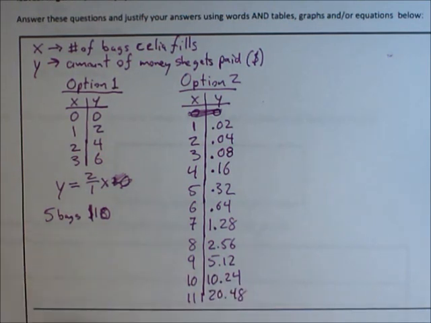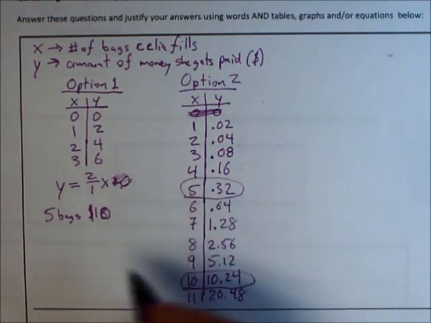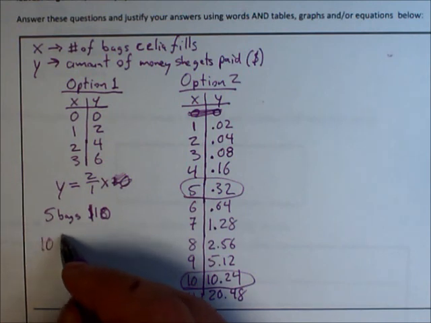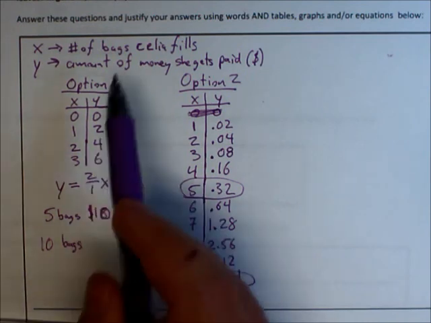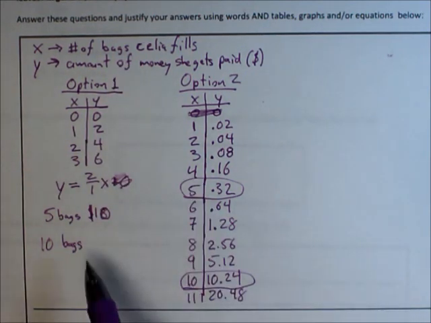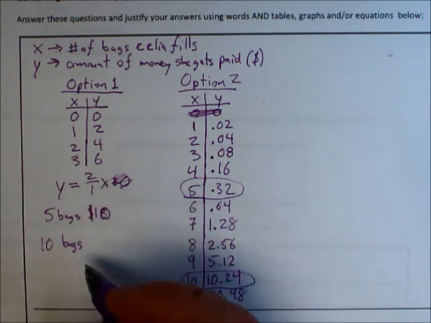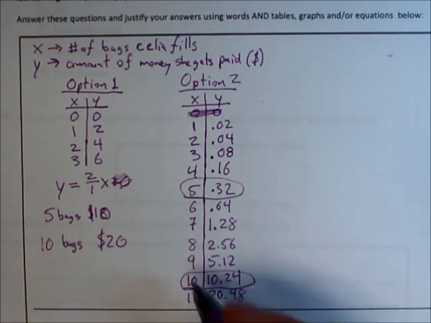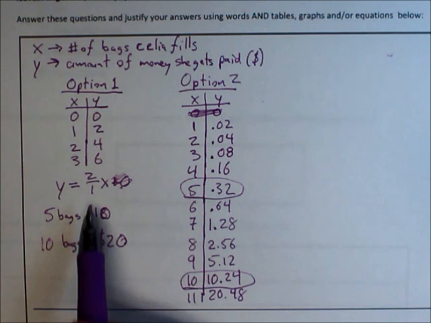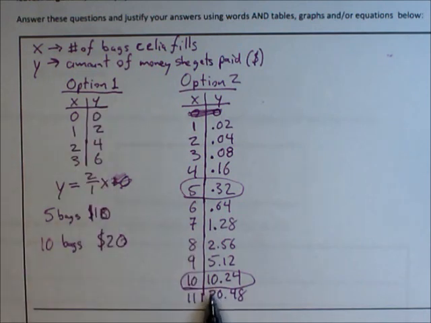For this option for 10 bags, so I'm just going to circle the things they asked me for. For 10 bags, again, I could plug in 10 for X, because X is the number of bags that Celia fills. And I would get, for 10 bags, I would get $20. So still, at 10 bags, it's better for her to choose option 1. But you can see this is getting big fast.